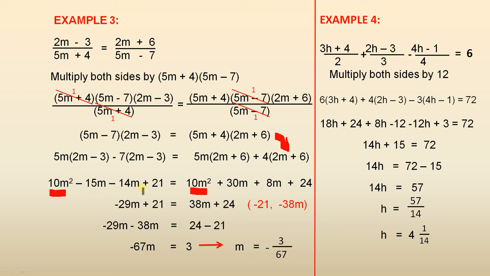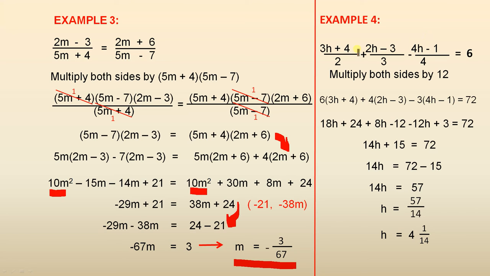So all we do here, we just add the like terms together on both sides, and we end up with this line. Now from this line to this line here, you subtract 21 from both sides. That's why I've got it there as a hint. And you subtract 38m from both sides. So that takes us to this line here. Then we add the like terms together to give us minus 67m equals 3. Divide both sides by minus 67. So m equals minus 3 over 67.